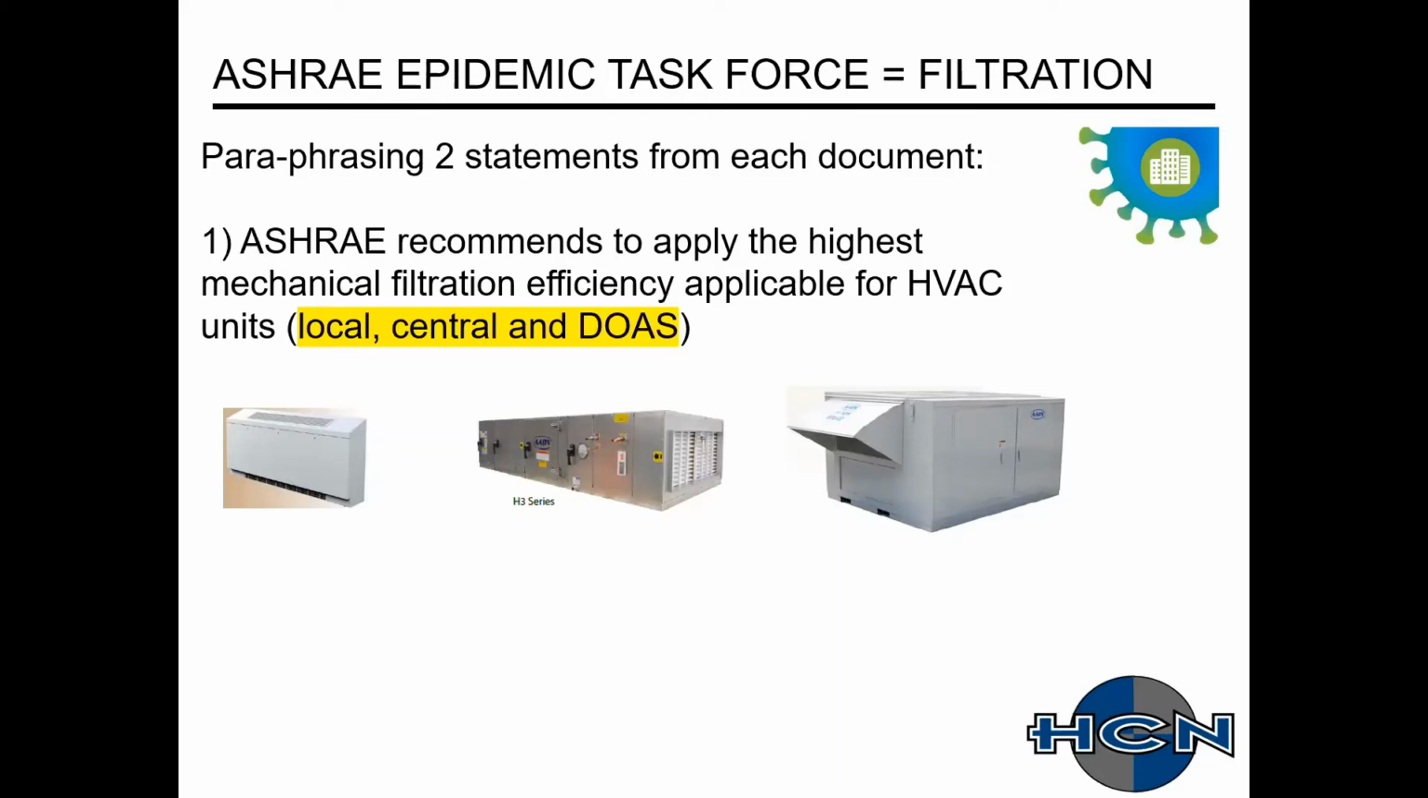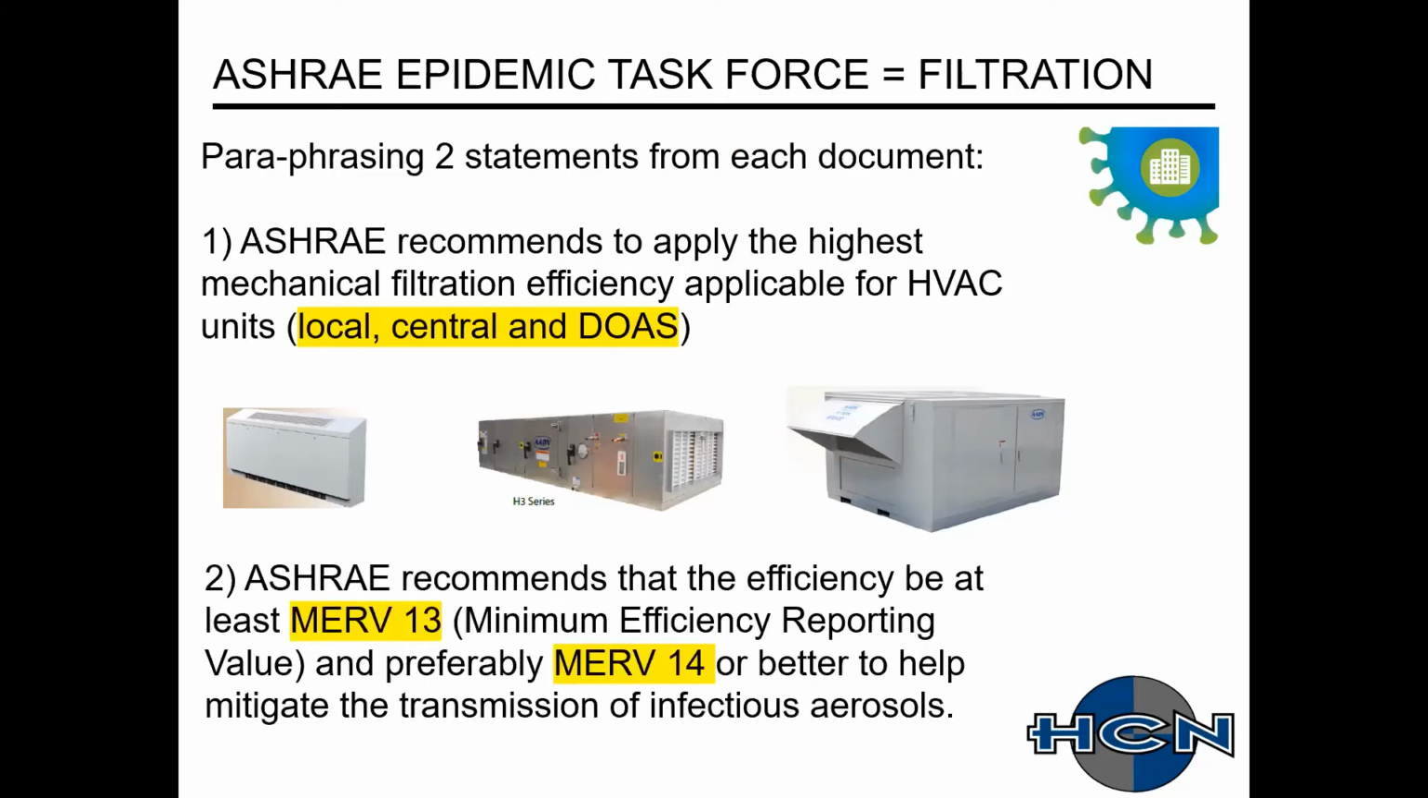There's a couple pictures there of a vertical fan coil, a central air handling system, and then a rooftop unit that could also be considered a DOAS unit. And then part two, ASHRAE recommends that the efficiency be at least MERV 13. MERV stands for minimum efficiency reporting value, and preferably MERV 14 or better to help mitigate the transmission of infectious aerosols.